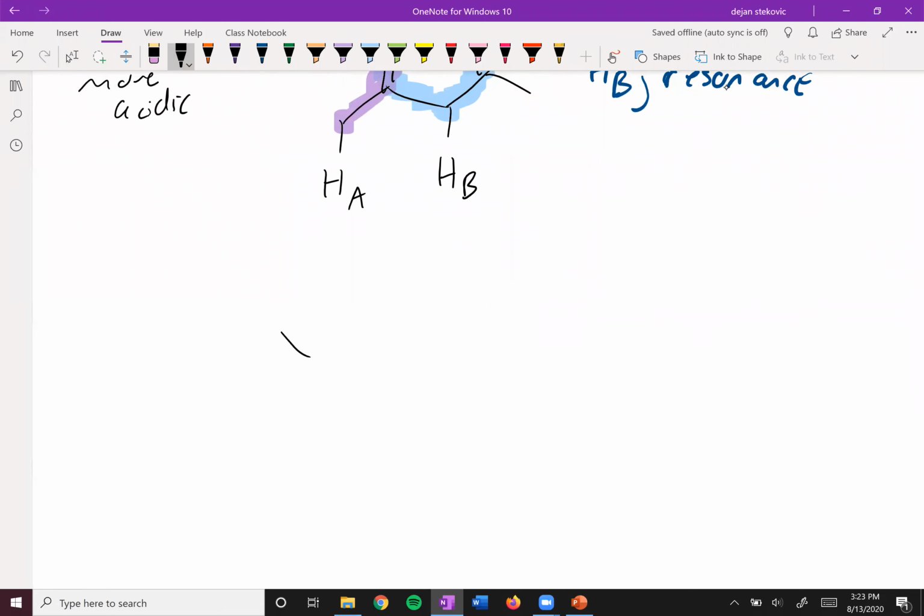Another example would be something like this. HA or HB? So we're thinking about charge. They're both neutral. Atom effects, both carbon. Resonance, there's no resonance structures here. And so now we are up to hybridization.